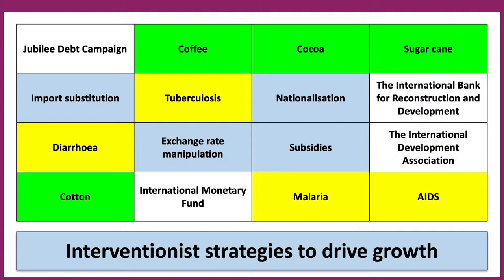Subsidies, again, a really good link with some micro topics from earlier in the year, which we have done a revision session on as well. And so this is helping farmers to have more investment due to stable incomes. And finally, exchange rate manipulation. So this is where you're trying to keep your currency artificially weak to lower the price of exports, making them more competitive, maybe resulting in export-led growth.